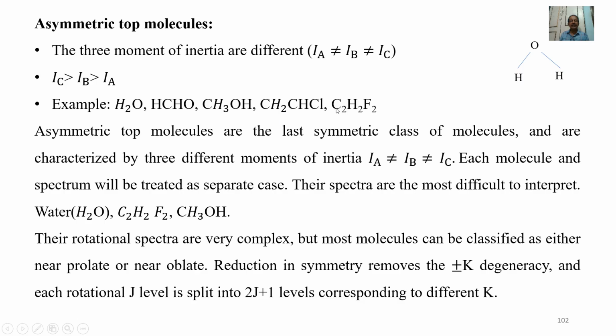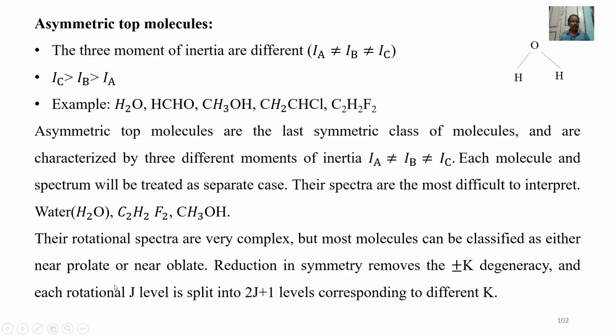Asymmetric top molecules are the last class of molecules and are characterized by different moments of inertia, IA not equal to IB not equal to IC. Each molecule and spectrum will be treated as a separate case. Their spectra are the most difficult to interpret. For example, water, C2H2F2, CH3OH, and so on. Their rotational spectra are very complex, but most molecules can be classified as either near prolate or near oblate.